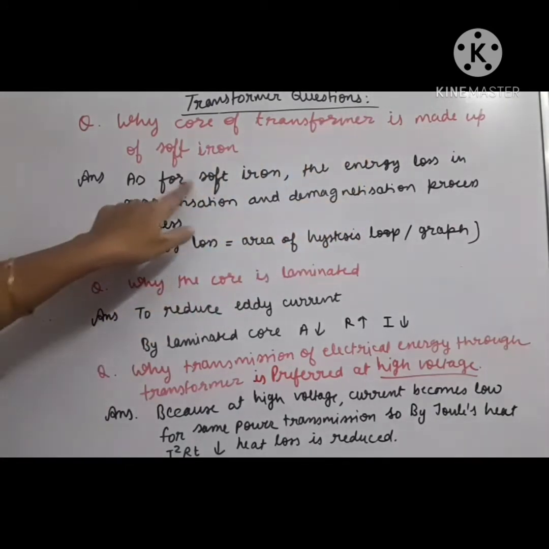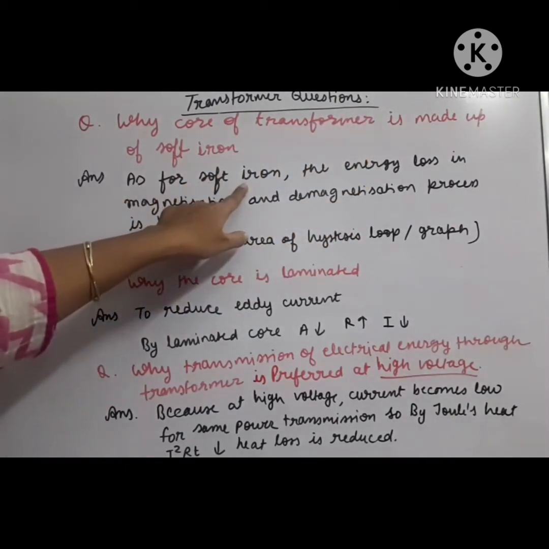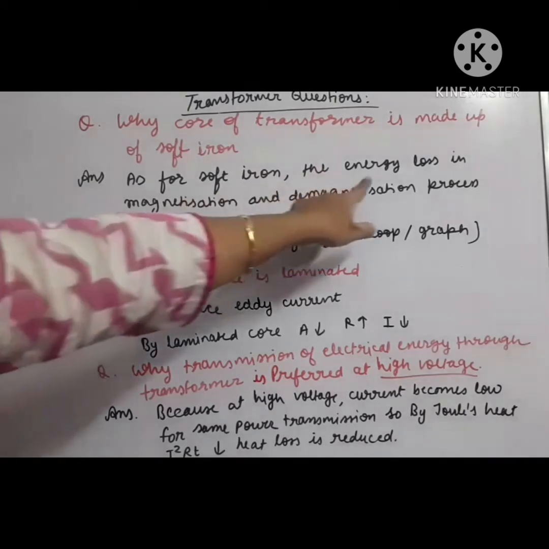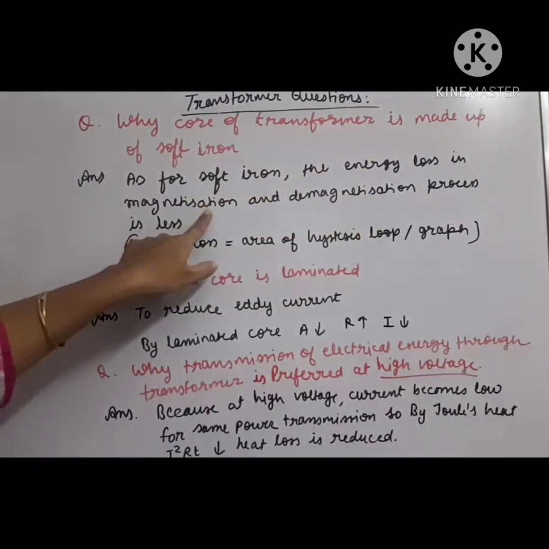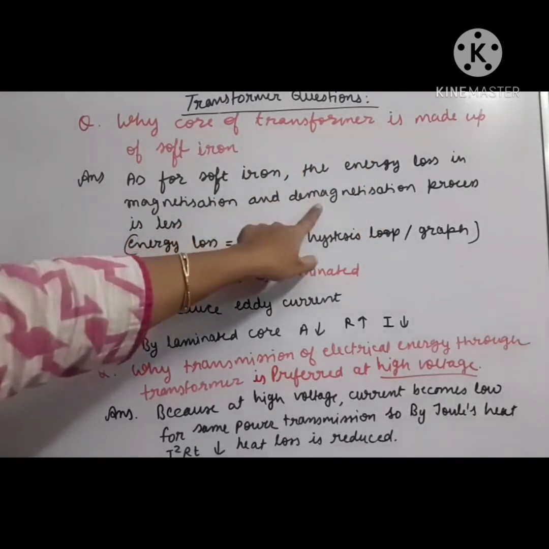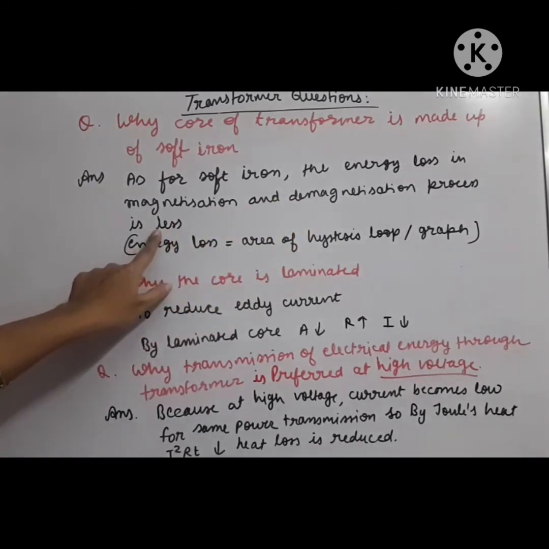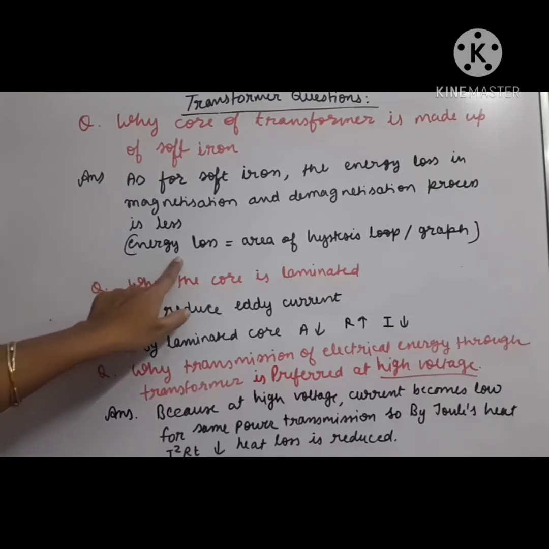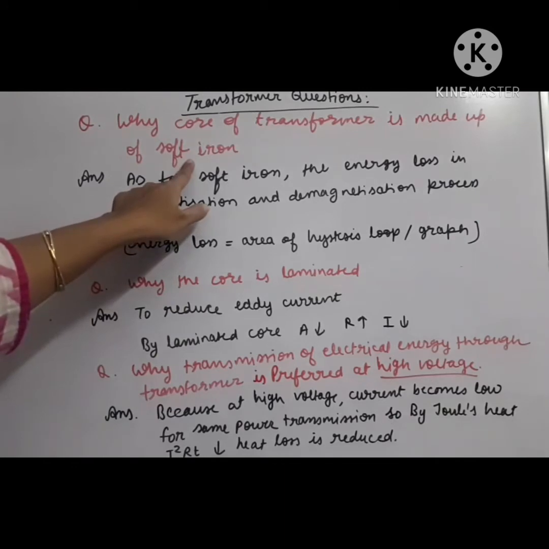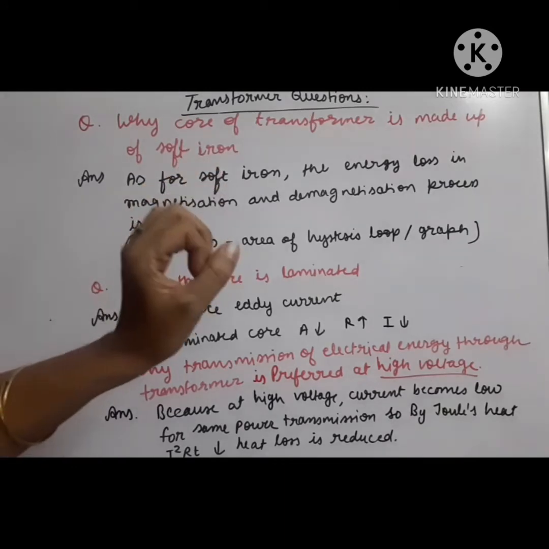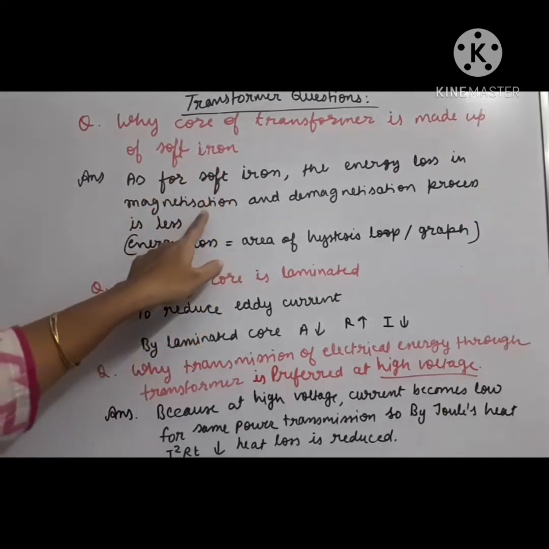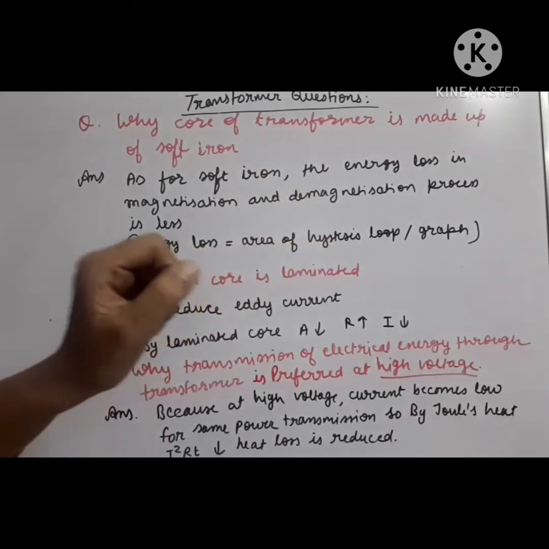Okay, if we use the soft iron as a core, then the energy loss in the magnetization and demagnetization process of the core is very less. Okay, actually when we compare different types of materials, then energy loss comes minimum for the soft iron core. So some energy losses always take place in the magnetization and demagnetization process of the core.